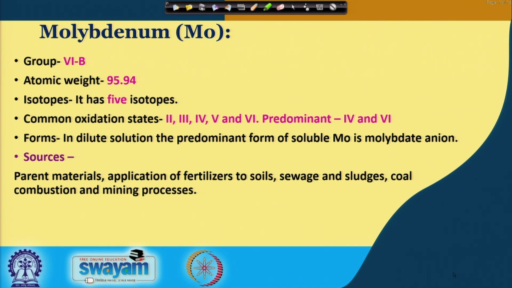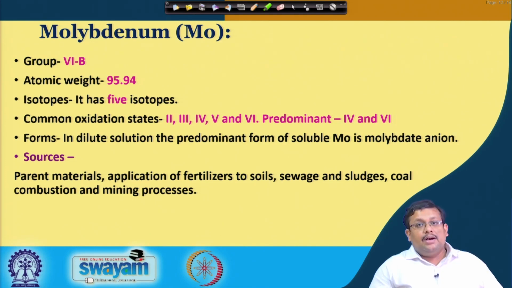In the last lecture we discussed molybdenum, that is Mo, and we started discussing it. Remember, the sources of molybdenum vary from parent materials, fertilizers, sewage sludge, coal combustion, and also mining processes. It has 5 isotopes, and common oxidation states are 2, 3, 4, 5 and 6. However, the predominant forms are 4 and 6.